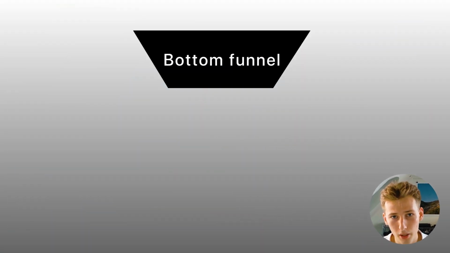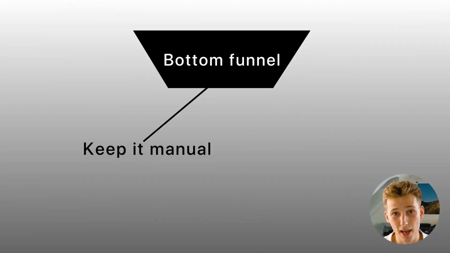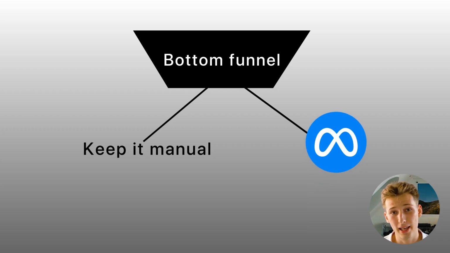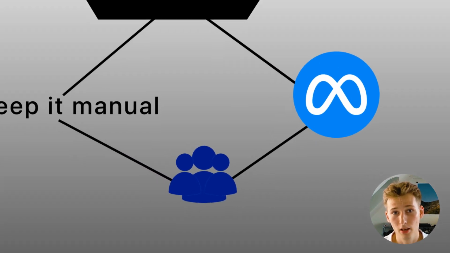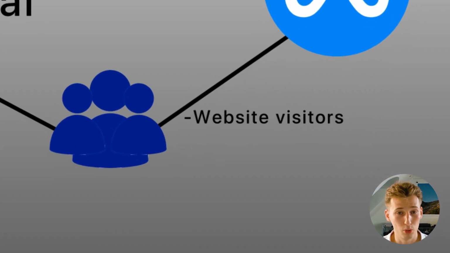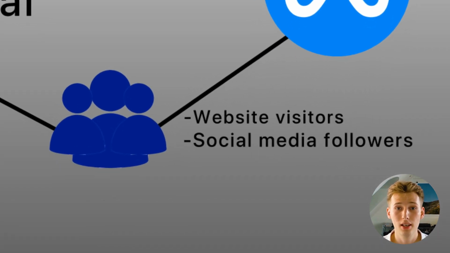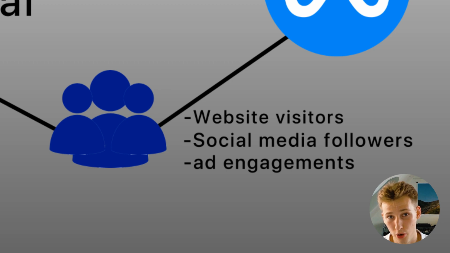When it comes to your bottom funnel targeting, you actually want to keep it a bit manual. So you want to tell Meta exactly what type of people you want to target and also how they're connected to your brand. So this is typically website visitors, people who are following you on whatever platforms, and also people who have engaged with your ads prior.